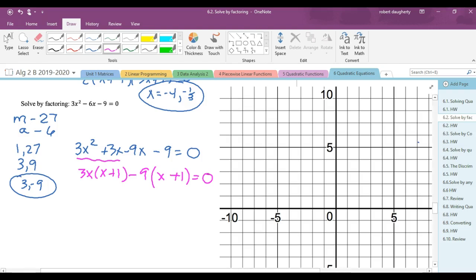Now, if you get two different things here in parentheses, like if you got x plus 1 and x minus 1, you got to go back and check it. These have to match exactly. So what is this factorization? 3x minus 9 times x plus 1 equals 0. Set each of these equal to 0. And you get what, 3x equals 9 or x equals 3. And here you get x equals -1.